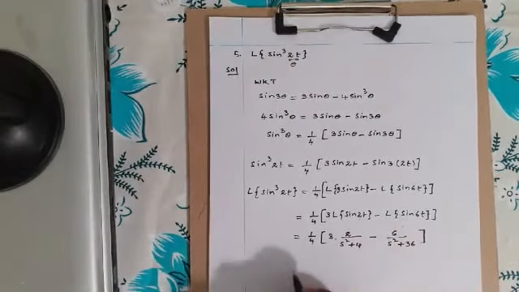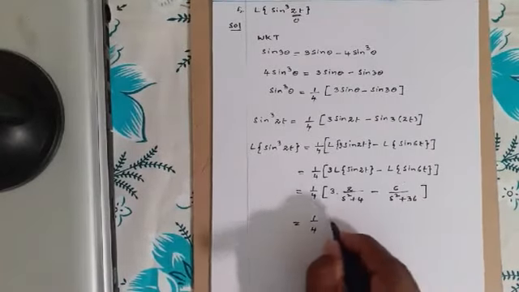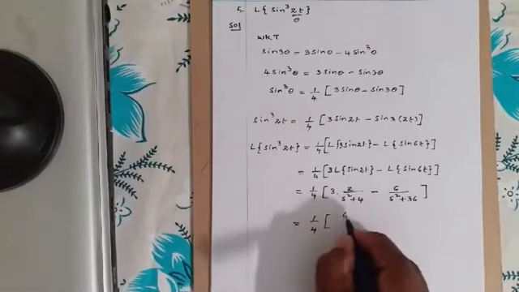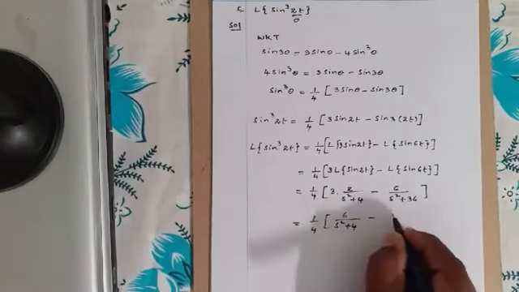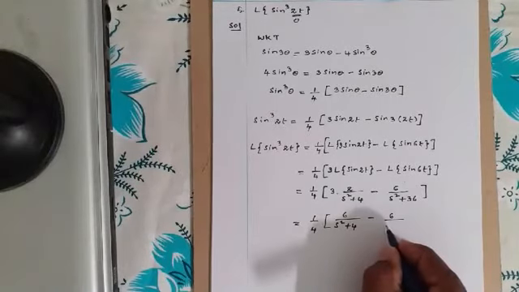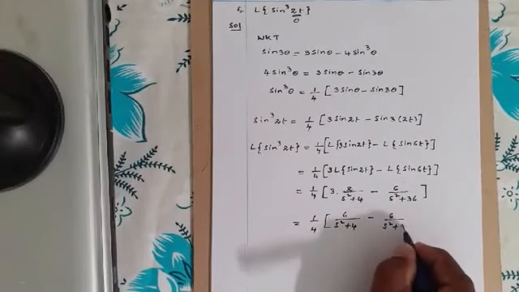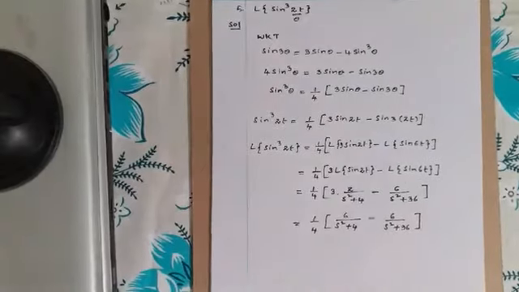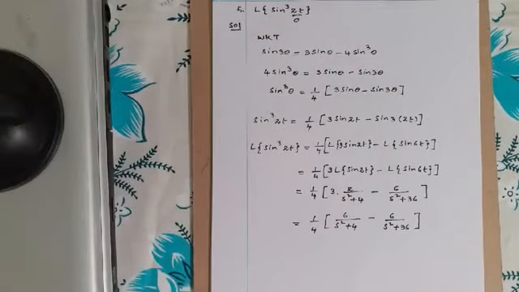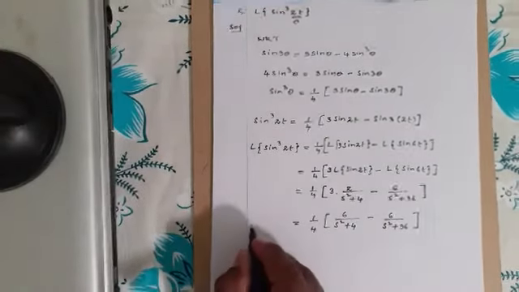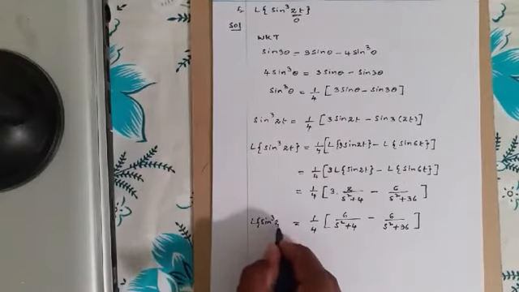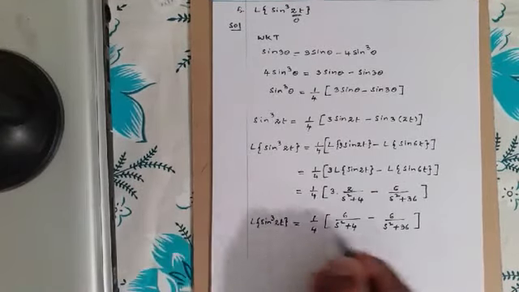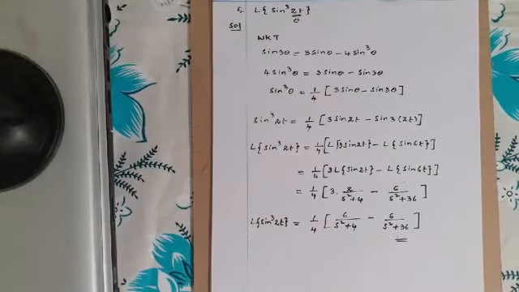Now close the bracket. This is equal to 1 upon 4, and in bracket you get 6 upon s square plus 4 minus 6 upon s square plus 36. Now you will get this answer. This is nothing but L of sin cube 2t. This is the answer for the given question. Hope you have understood.